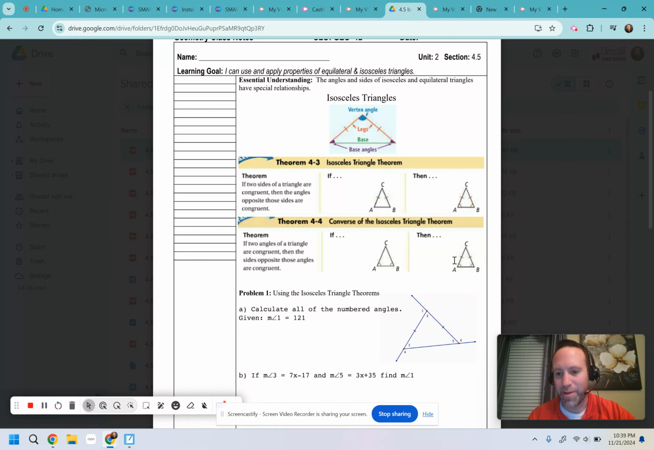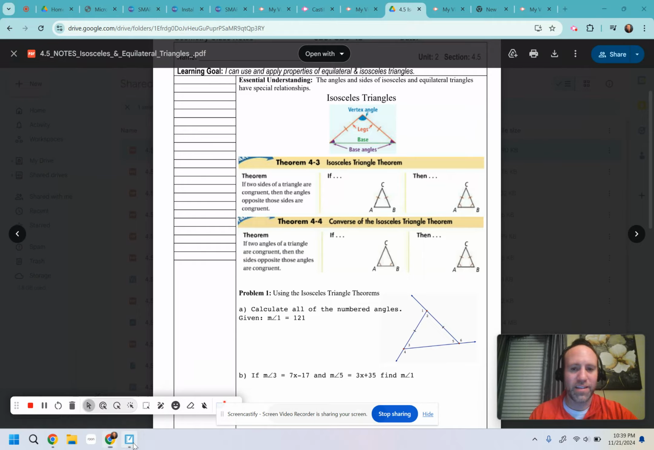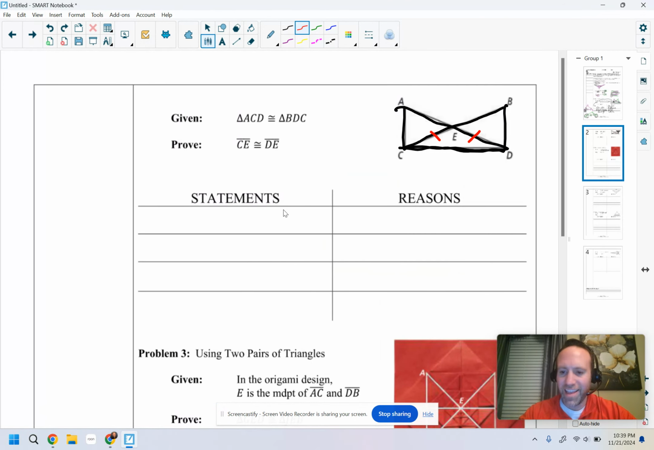Notice it doesn't say anything about having to prove it's an isosceles triangle, right? It's of a triangle. So basically any triangle, if the base angles are congruent, then the sides will be congruent. Yes, that is the definition of an isosceles triangle, but we don't actually need to write that in the proof. So if I can prove these two angles are congruent, then I can say by the converse of the isosceles triangle theorem that the sides will be congruent.